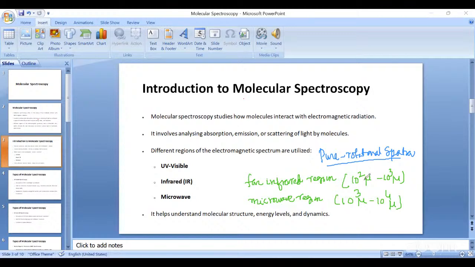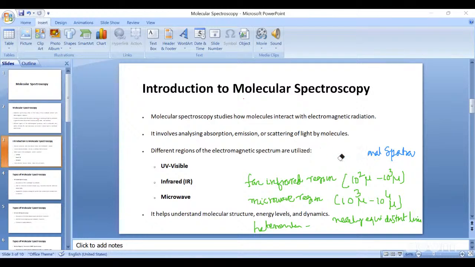Each pure rotational spectrum is composed of a series of nearly equidistant lines. Like vibrational rotational spectra, the pure rotational spectra is also observed only in the case of heteronuclear diatomic molecules. So these are the 3 types broadly defined here.